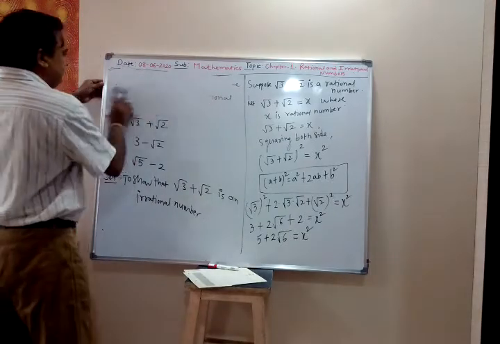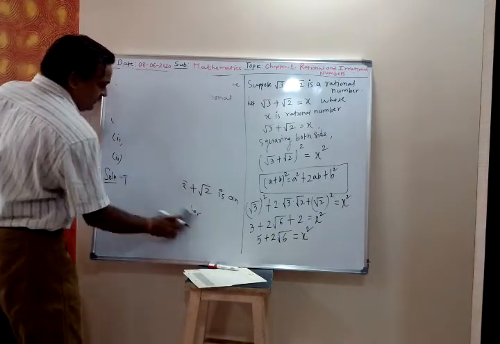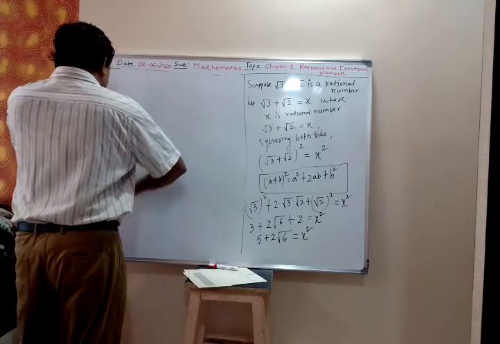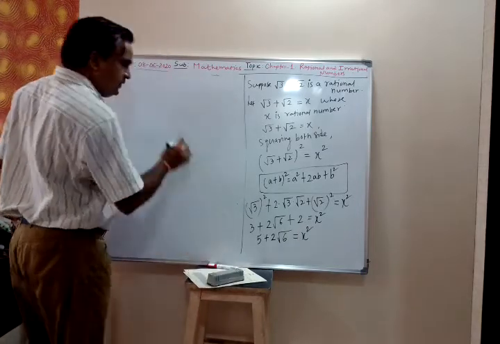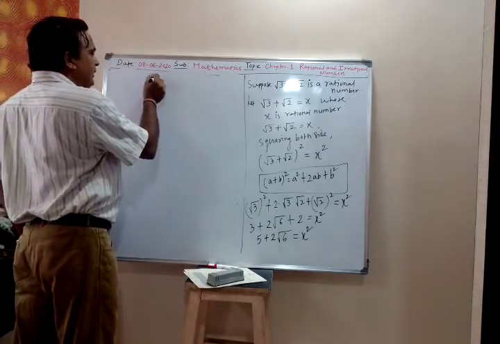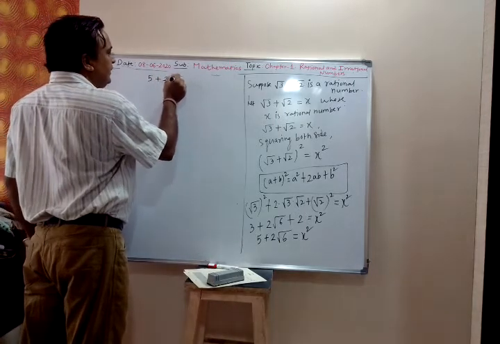Now we simplify. 5 plus 2 root 6 is equal to x square.